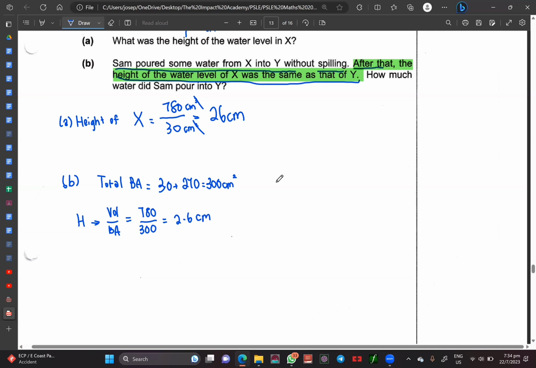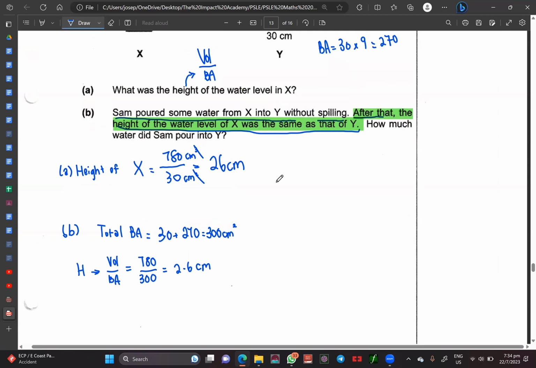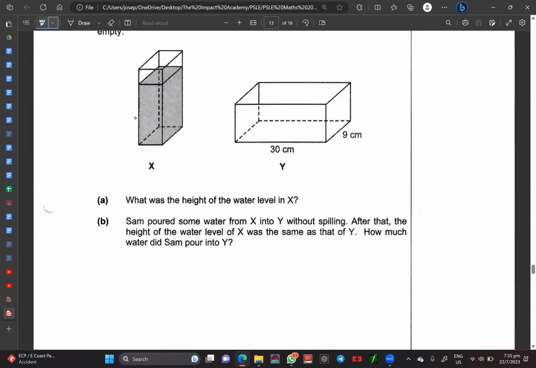2.6 cm. Okay, now the question is asking us, how much water did Sam pour into Y? After some water from X goes into Y, we realize that the height becomes 2.6. Now, they want us to find how much water did it pour, right? The base area will not change. Please understand that the base area never changes, okay? So therefore, you do 30 times 9, okay? To find the volume of Y, we have to do 30 times 9 times 2.6. Therefore, your answer will then be 702 centimeter cube, and this is your answer for B.